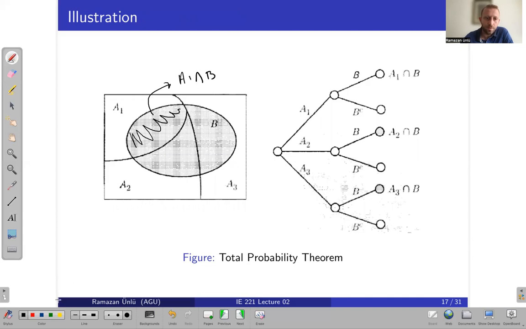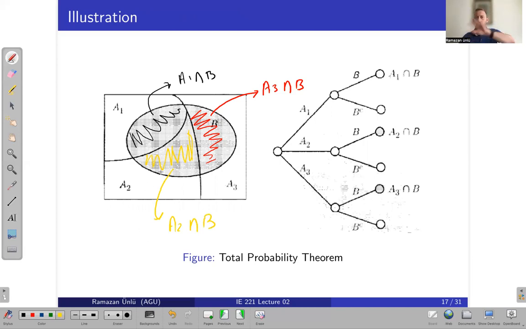And let me change the color. And this part is simply A3 intersect B, right? And finally, this part here is A2 intersect B.